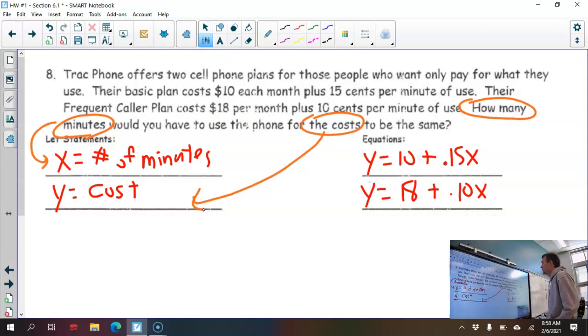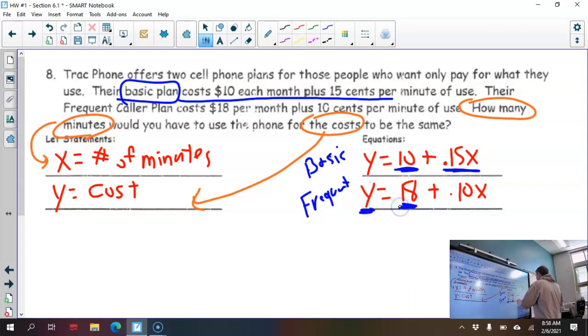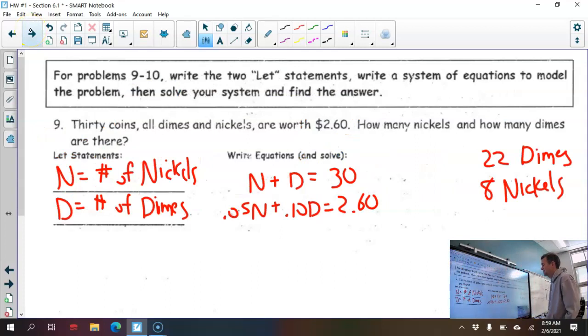And then you simply have an equation to represent each of the plans. The basic plan is $10 plus 15 cents per minute. So I have an equation here for the basic plan that says y equals, or the cost equals, $10 plus 15 cents per minute. And of course, I have the frequent plan here. Cost equals $18 plus 10 cents per minute. So I have an equation for each plan. This brings us to number 9.